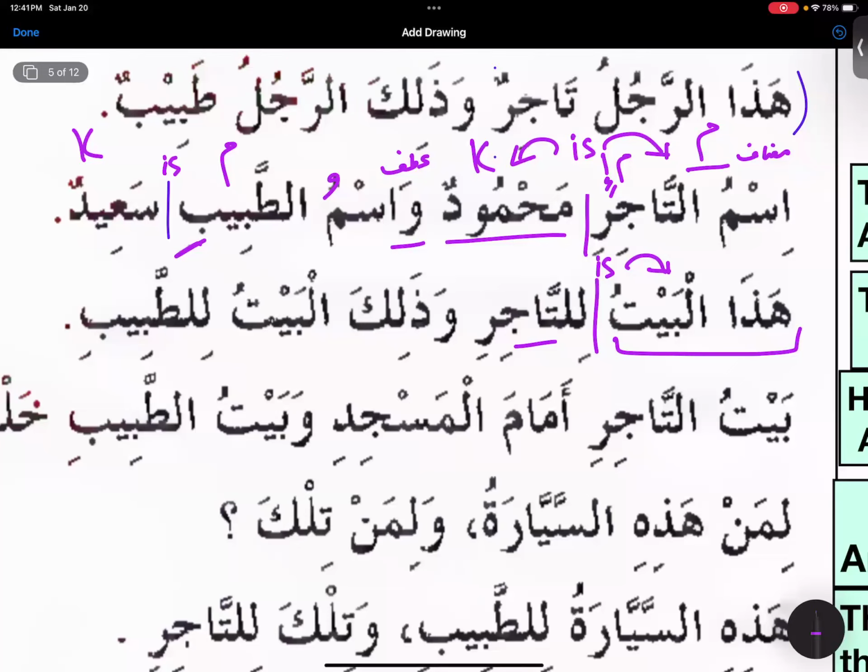Since this is jar majroor, this is not one word. This is basically a fragment of jar majroor, and we know that in jumla ismiya, when you see a jar majroor fragment, you can label it as MBK. MBK means Mutalik Bil Khabar.